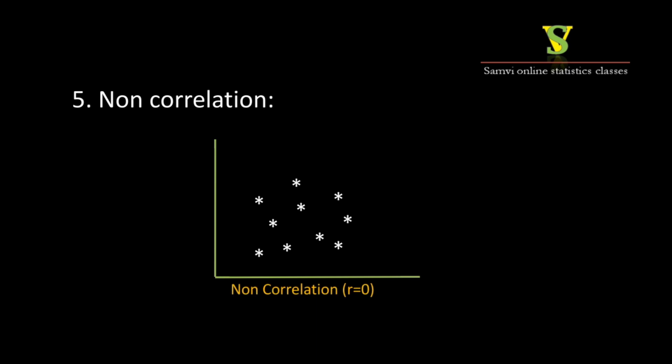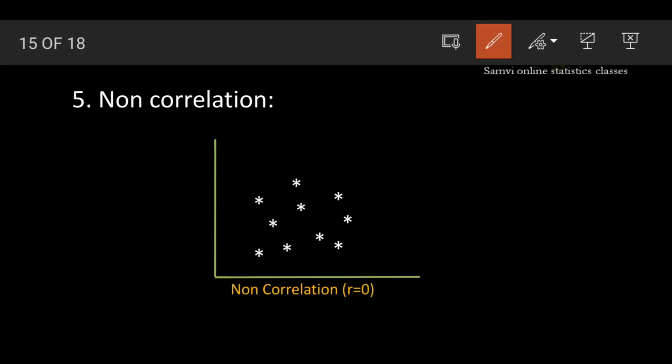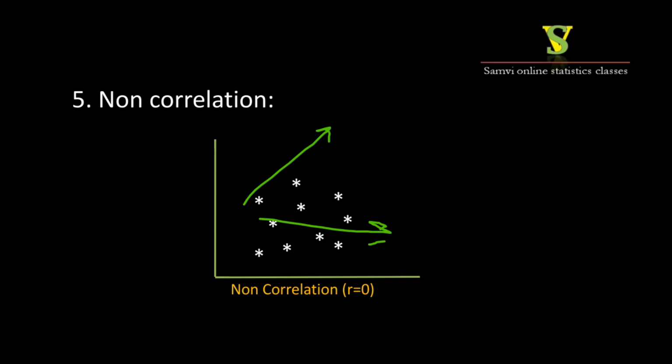Non-correlation. If I plotted the graph by referring to the x and y variables, and all the points are clustered around the graph and not showing any direction, whether increasing slope or decreasing slope, then we can say that it is non-correlation. Getting?